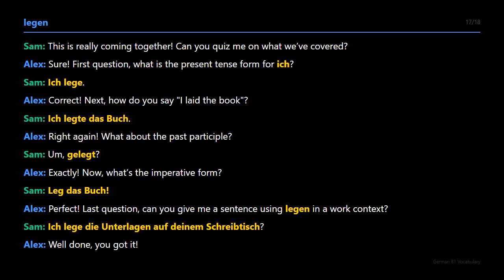Exactly. Now, what's the imperative form? Leg das Buch. Perfect. Last question, can you give me a sentence using legen in a work context? Ich lege die Unterlagen auf deinem Schreibtisch. Well done, you got it.